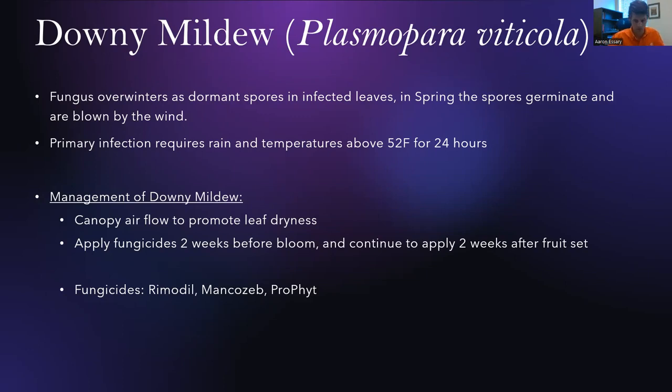So again, early spring growth, bud break, 2 to 10 inch shoot growth. You see little flower clusters starting to form. You want to spray for downy mildew. Ridomil, Mancozeb, and Prophyt are all good fungicides for downy mildew. And you just incorporate them into your spray program.